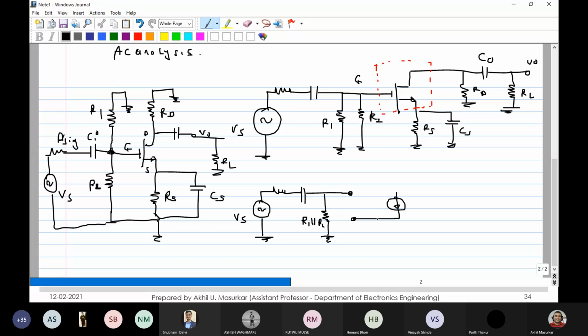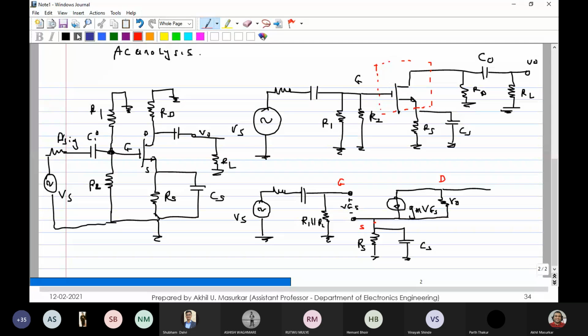Here we have this is RS, this is CS, this is gm times VGS, and you can show one R0 here if you are considering the small signal model, and here we have plus minus VGS. This is my gate, this is drain, this is source, and here we are connecting again RD, and then we have C0, and here we have RL. So this is my unit.